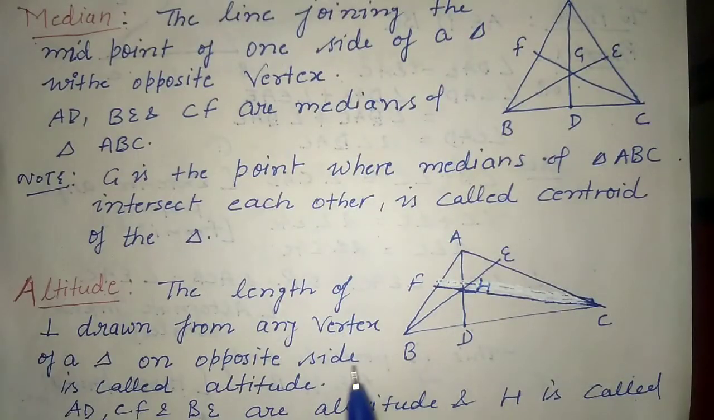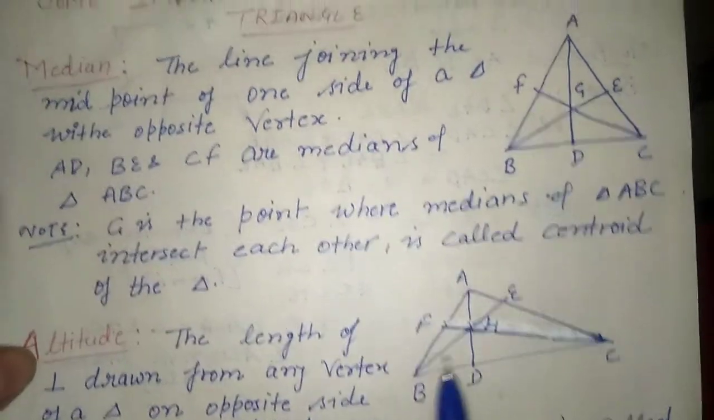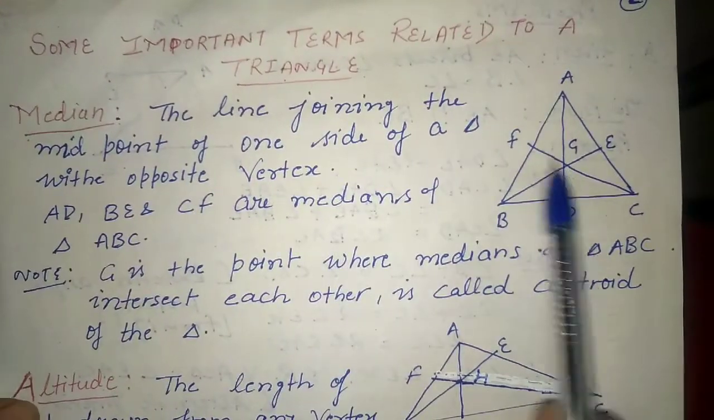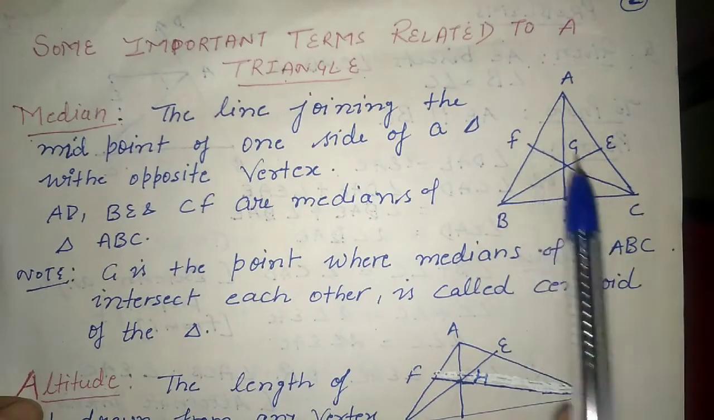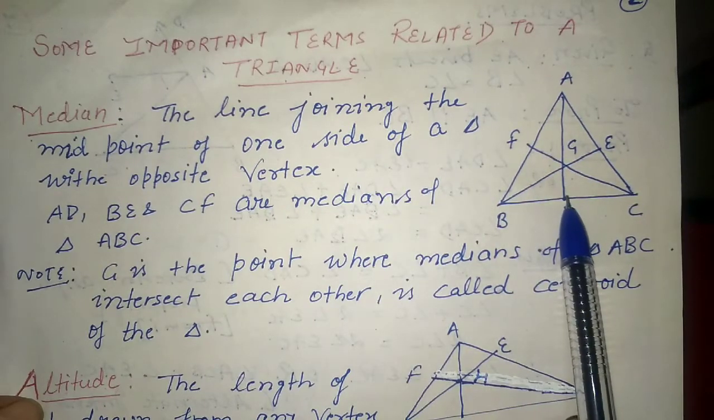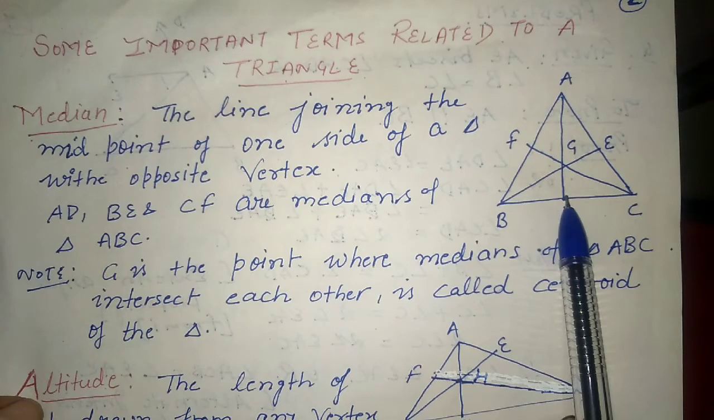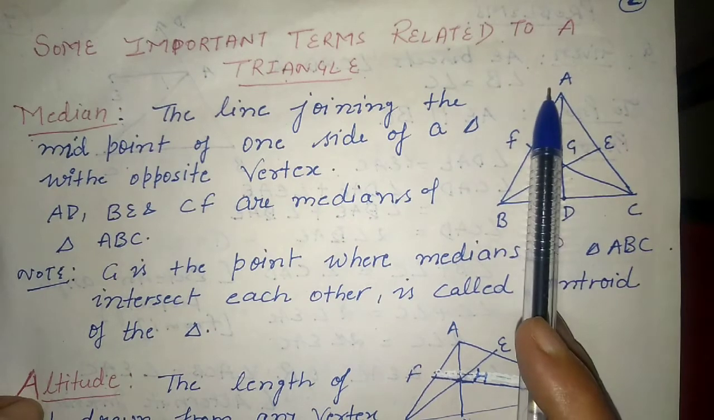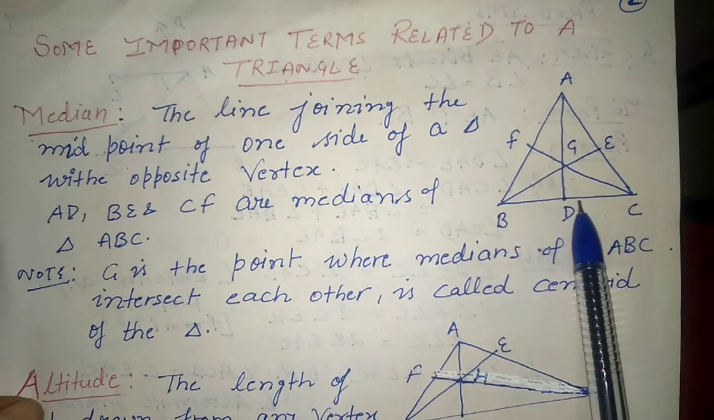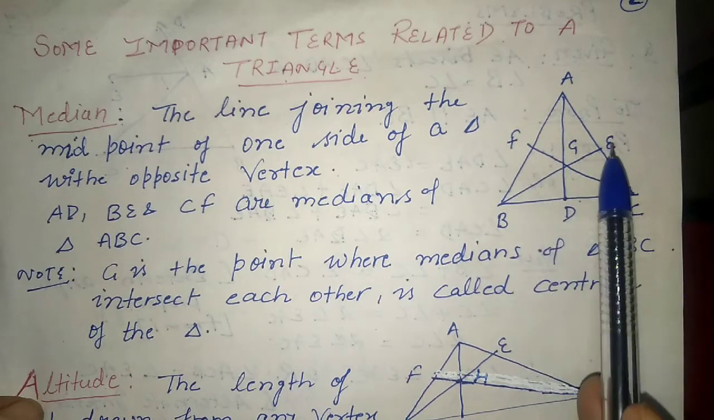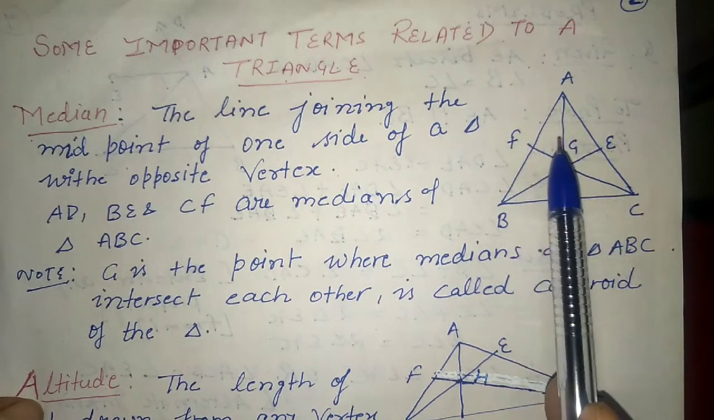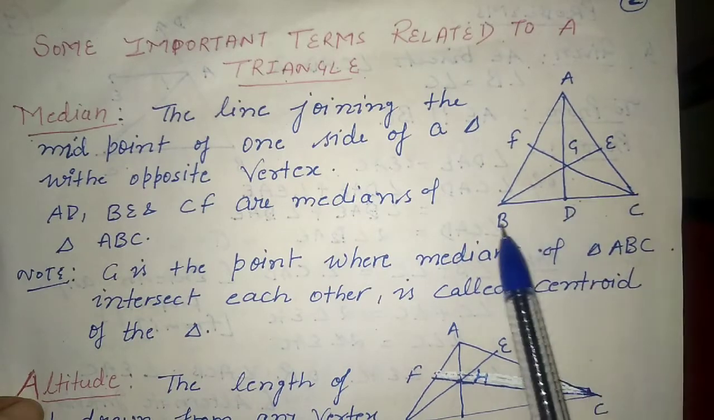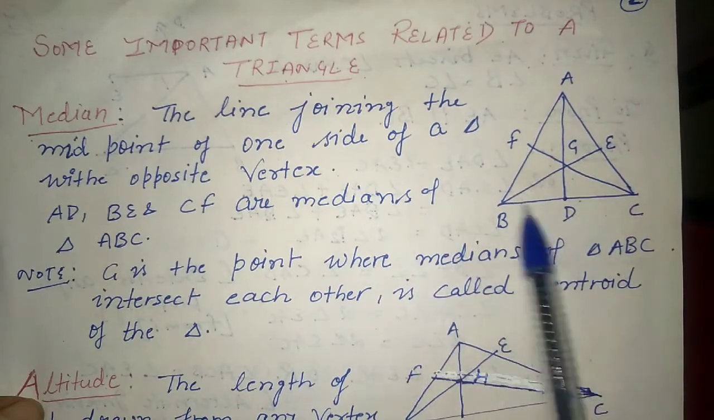Now we have to move towards exercise 6.3. Before that we have to go through some definitions and theorems. So first of all we have to see what is a median. This is a triangle ABC. The line joining the midpoint of one side of a triangle with the opposite vertex is known as median. So in a triangle there are three medians because three sides, three vertices. So here AD, BE and CF are three medians.